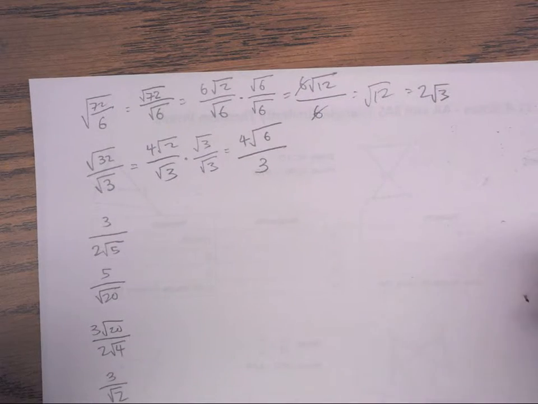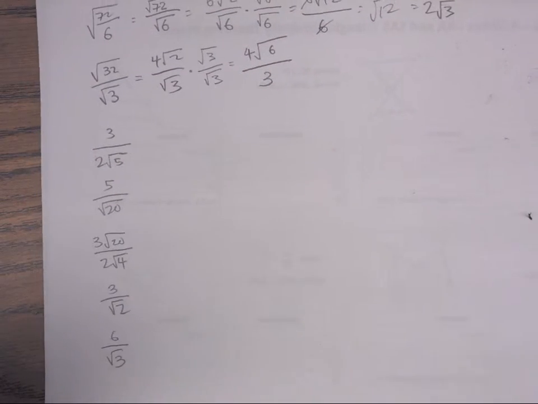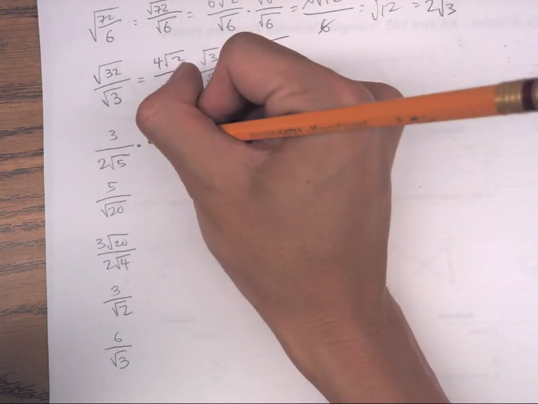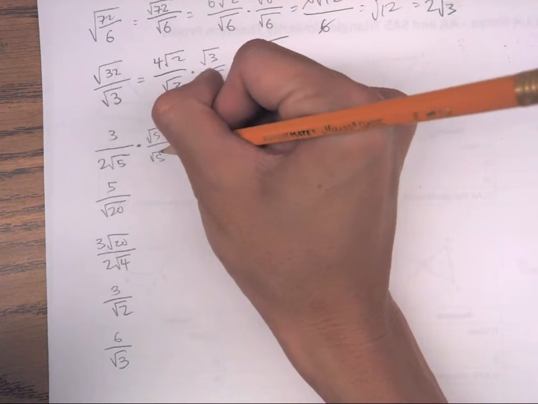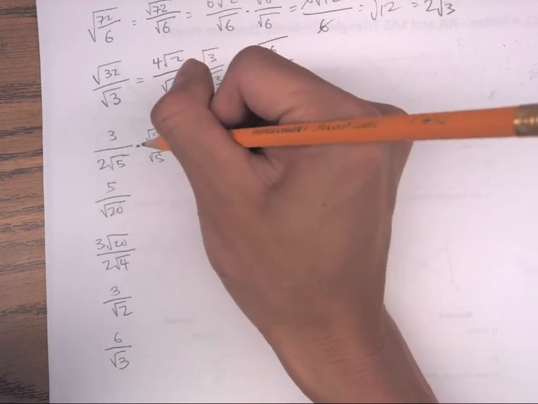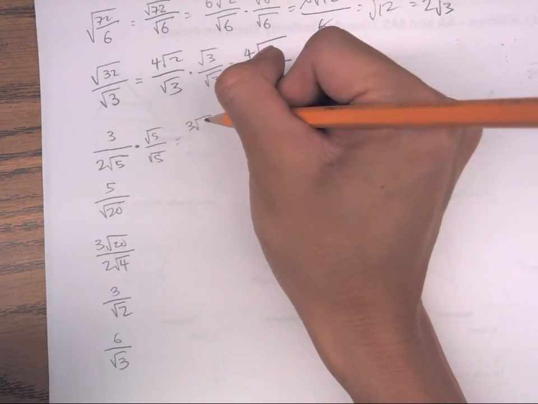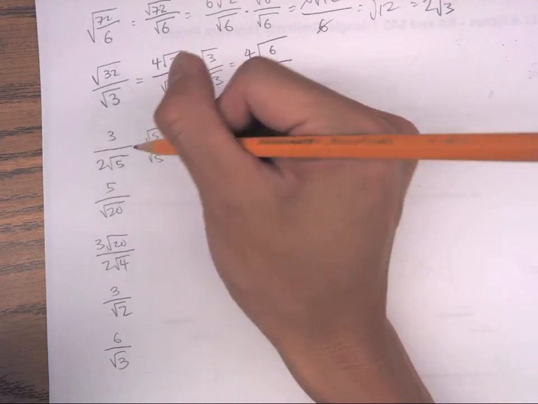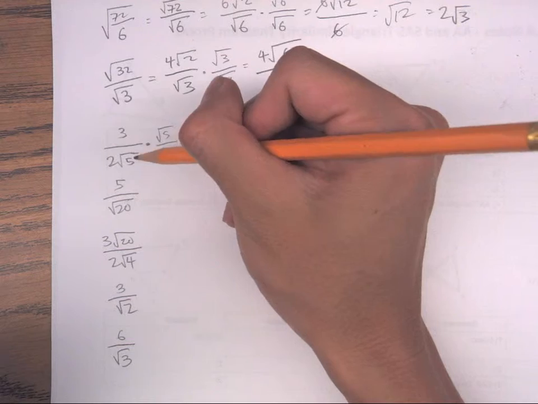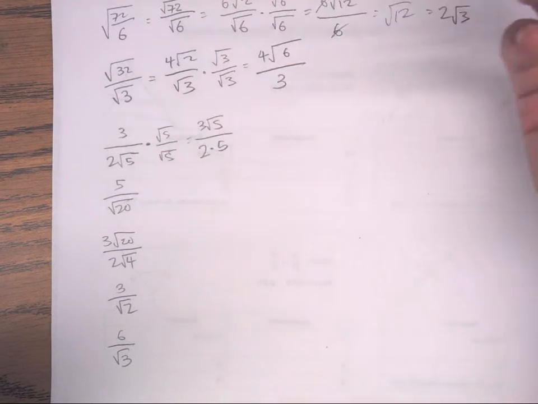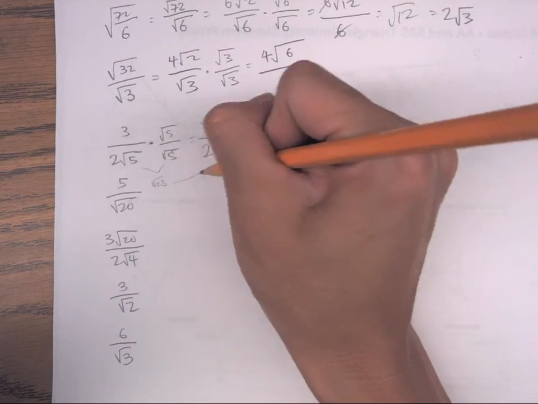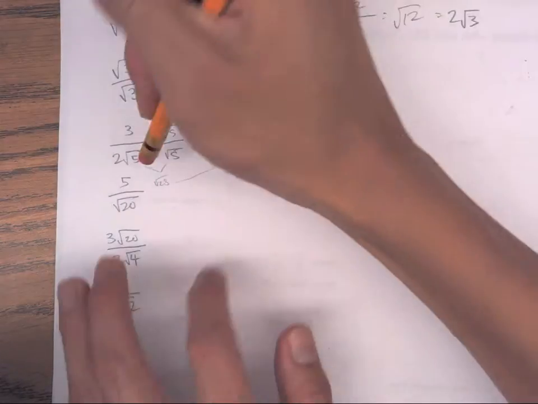This one. Okay, 3 over 2 square root 5. You can just multiply this by square root 5 divided by square root of 5. Here, 3 multiplied by square root 5 is 3 square root 5. Here on the bottom, this is going to be 2 multiplied by 5, because square root of 5 times square root of 5 is square root of 25. So if this is square root of 25, square root of 25 is this 5 here. Okay?